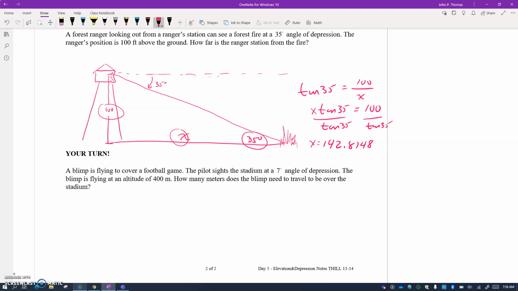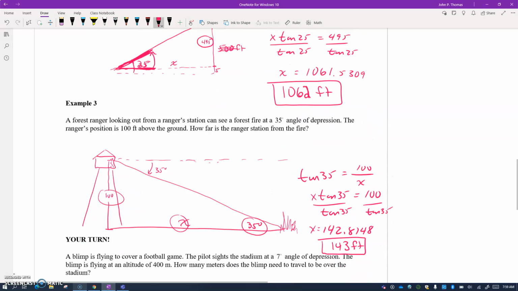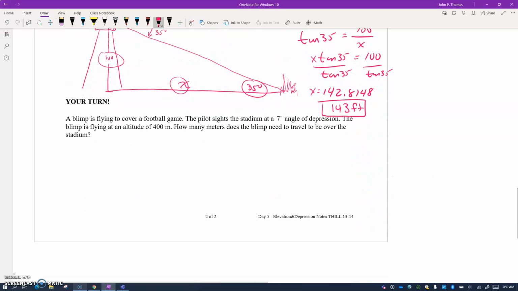For the x. And I look, the best I've got is to the nearest foot. So I'm going to round that, so I've got 143 feet, and that would be my answer. So that's two examples looking with a single triangle in each.